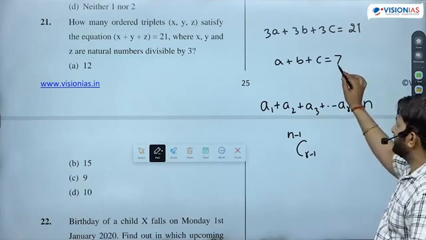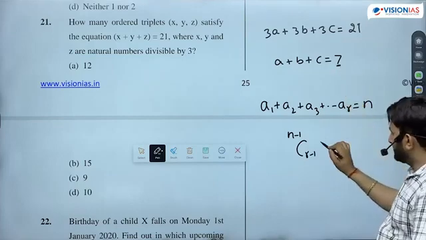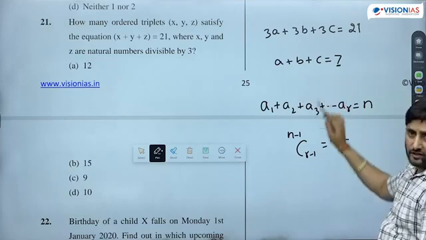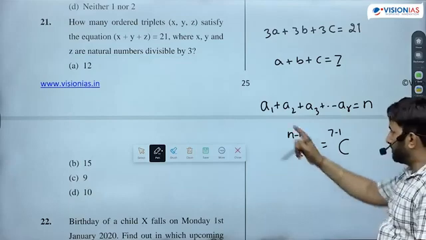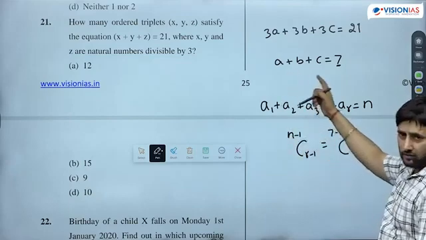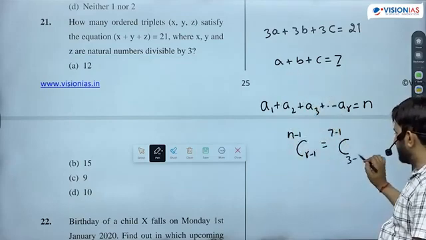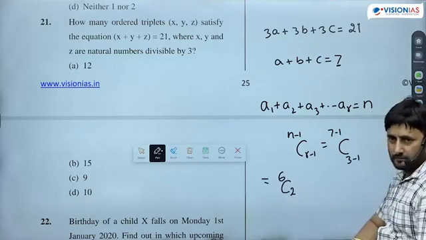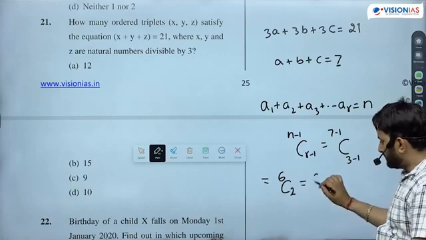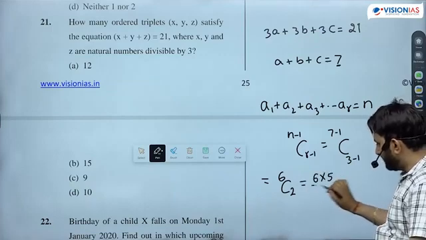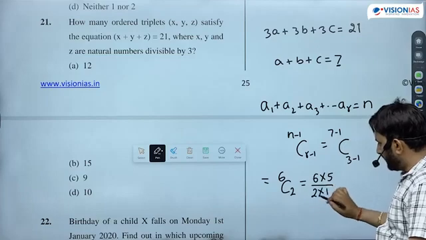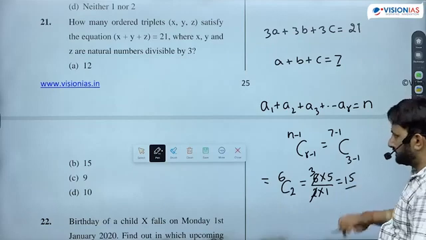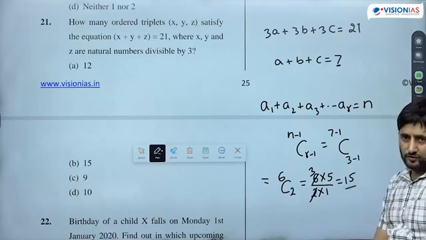In this case, what is N? N is 7. So this will be 7 minus 1 C. How many terms are there? 3 terms, so R is equal to 3. We are breaking this into R parts, here into 3 parts. So that will be 3 minus 1. So this will become 6C2. What will 6C2 be? On top you write 2 numbers, 6 and 5. At the bottom 2 numbers, 2 and 1. So you can cancel out by 2. That comes out to be 15. There are 15 such solutions.